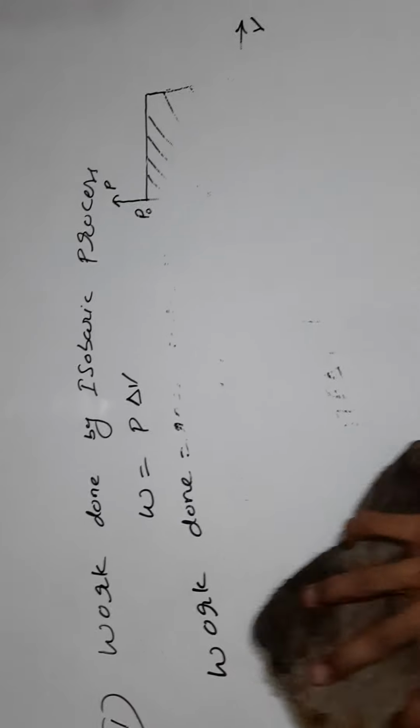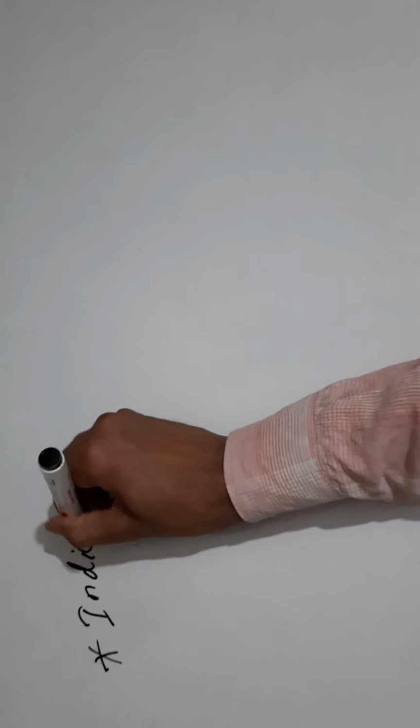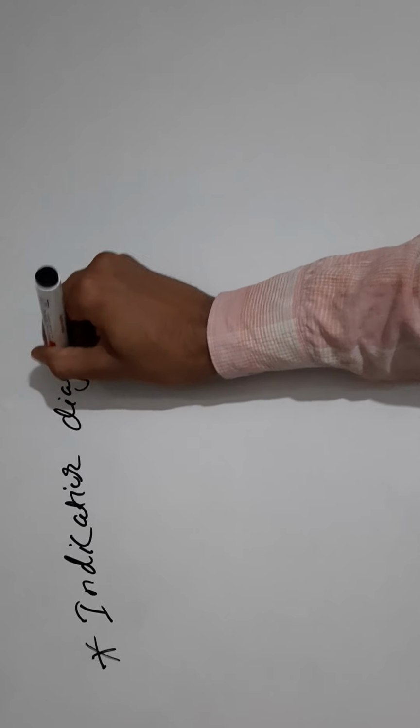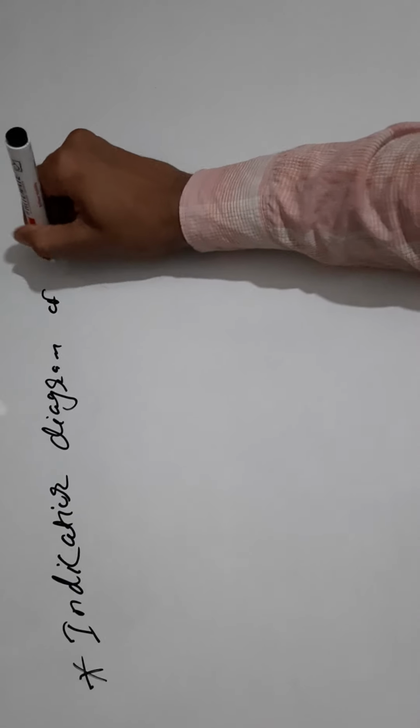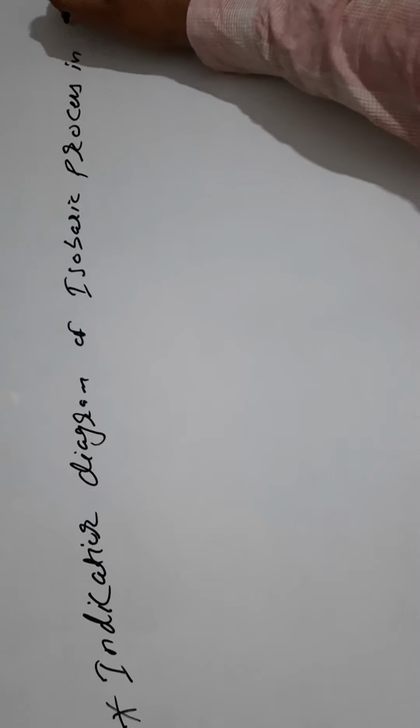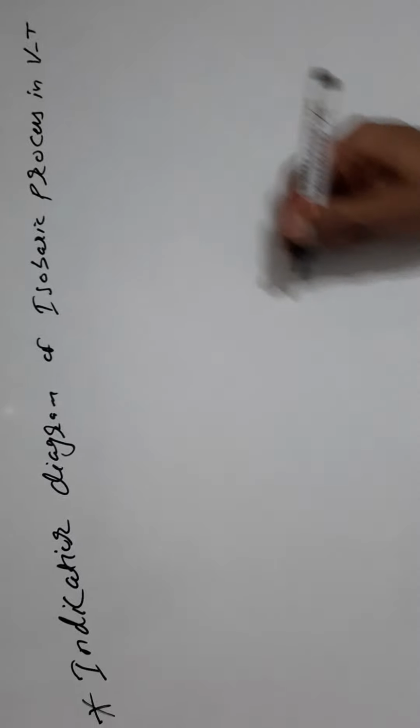What is the fifth one? How to show an isobaric process in a VT diagram. So this is the indicator diagram of an isobaric process in a volume temperature diagram. So how to show it?